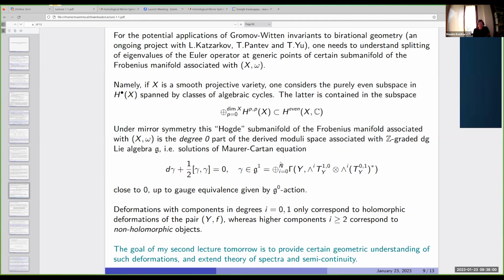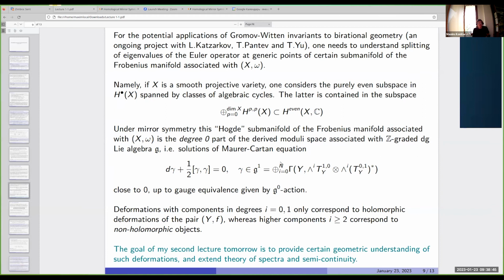In this direction, this part of the Frobenius manifold, we deform only along (p,p) cycles, which correspond to the following things. In the derived moduli space of the DG algebra, such as the variety with a function, I consider solutions of Markov equations in degree 0, in degree 1, and in my algebra, so it will be degree 0 of the derived moduli space, and mod out by equivalence given by the J0 action. Yeah, so that's really a nice correspondence between Hodge classes and this grading which I introduced on my algebra.